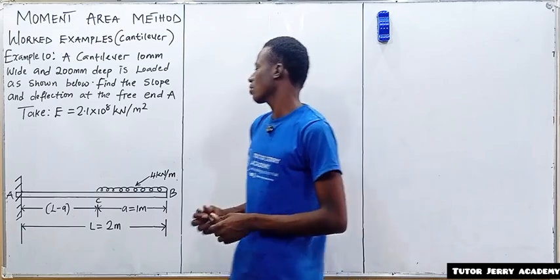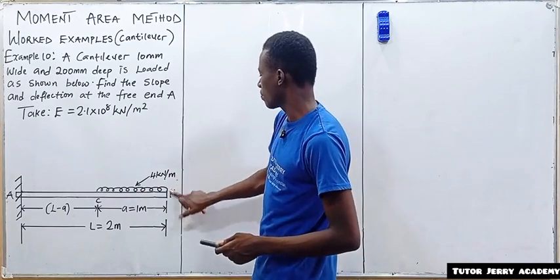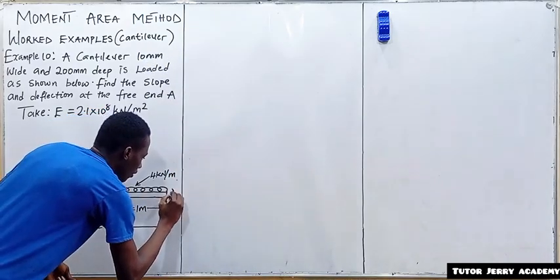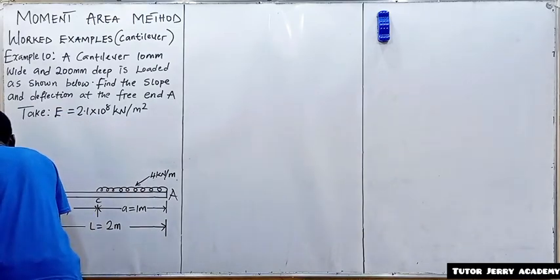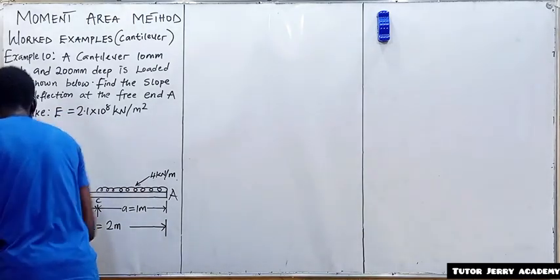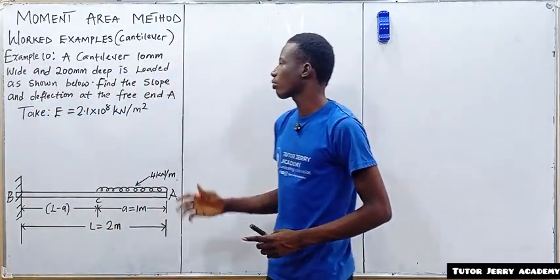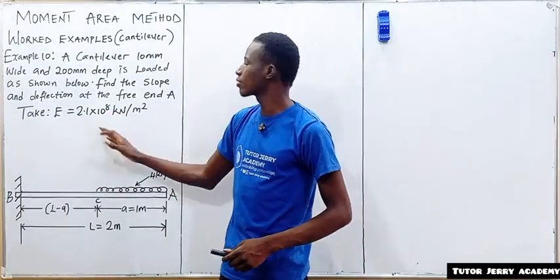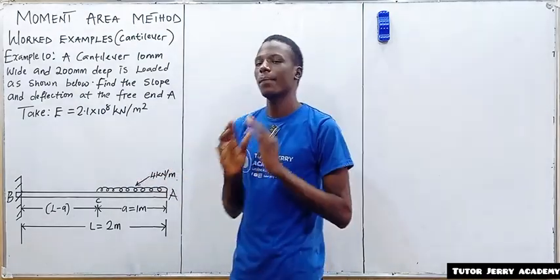So let's rename our beam. Let's call this place A, and let's call this place B. The free end is A and the fixed end is B. We are asked to find the slope and the deflection at the free end. We're given E equal to 2.1 times 10 to the power of 8 kilonewton per meter square.